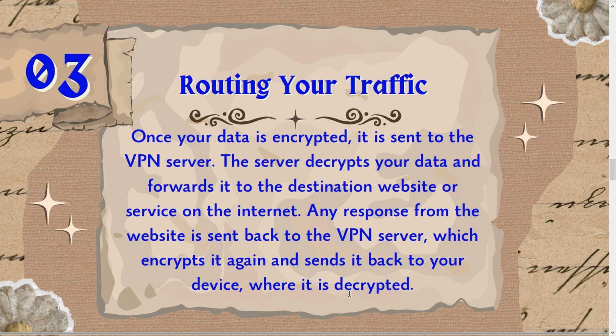Routing your traffic: once your data is encrypted, it is sent to the VPN server. We have seen how it is sent through your internet service provider all the way to where the VPN server is. But remember, your internet service provider will not be able to know what is contained. The VPN server then decrypts your data and forwards it to the destination website or service on the internet. Any response from the website is sent back to the VPN server, which encrypts it again and sends it back to your device, where it is decrypted.